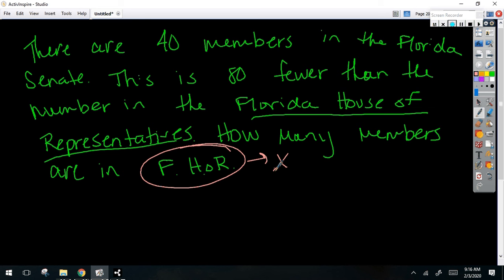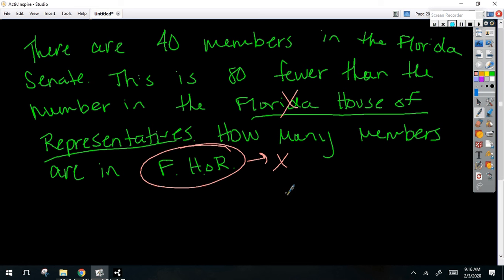So I'm going to let it be X, right? So now I want to look. Every time I see House of Representatives in here, I'm going to let that be X. So 80 fewer than the number in X, right? So how might I set this up? There are 40 members in the Senate, 80 fewer than in the House of Representatives. So 80 fewer than X. How do I say 80 fewer than X? Here we go again. You have to remember which order. You're exactly right, Zenaria.